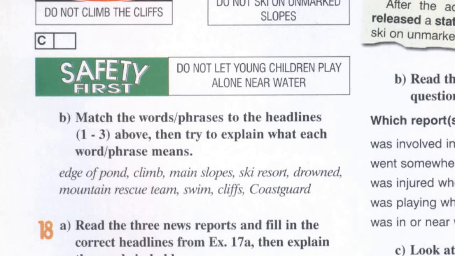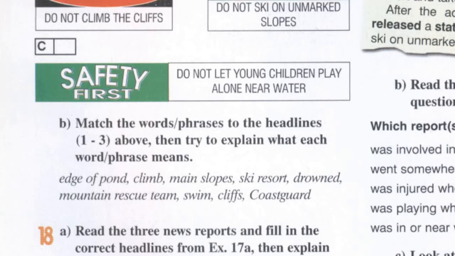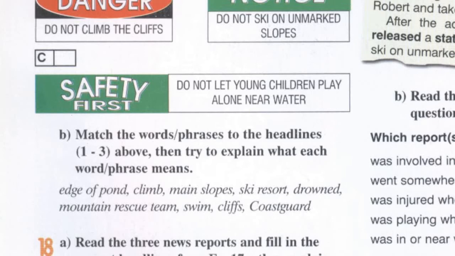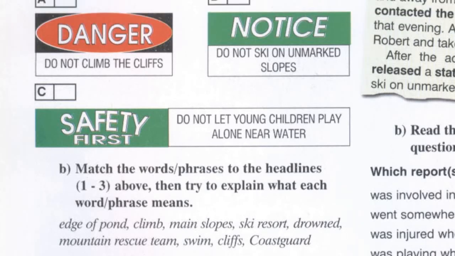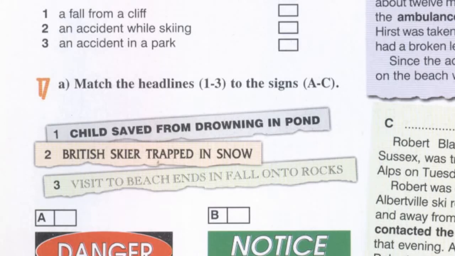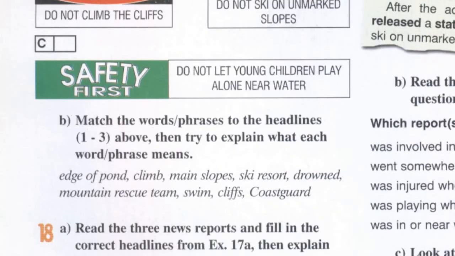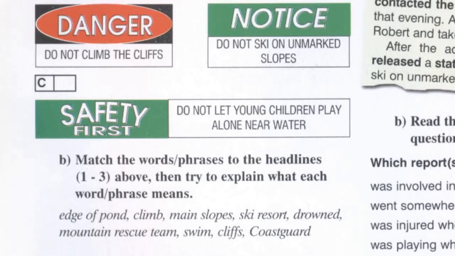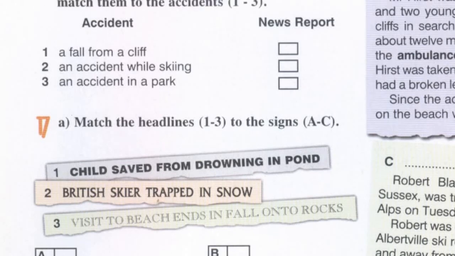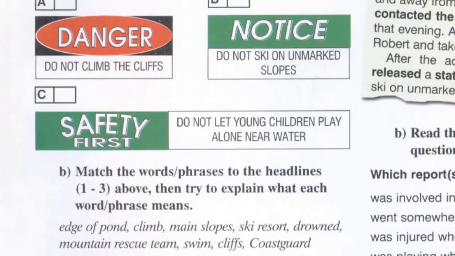Match the words or phrases to the headlines 1 to 3 above and then try to explain. Edge of pond. Of course, it's related to an accident in a park. We had a pond in a park. So how about the next one? Climb. We had a cliff in one of them. Yes, number 1, a fall from a cliff onto rocks.